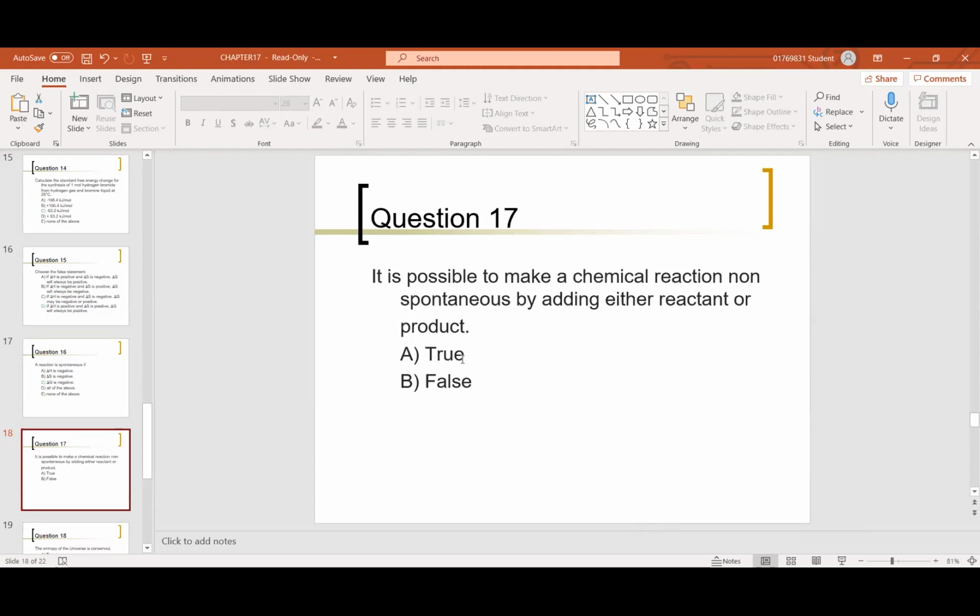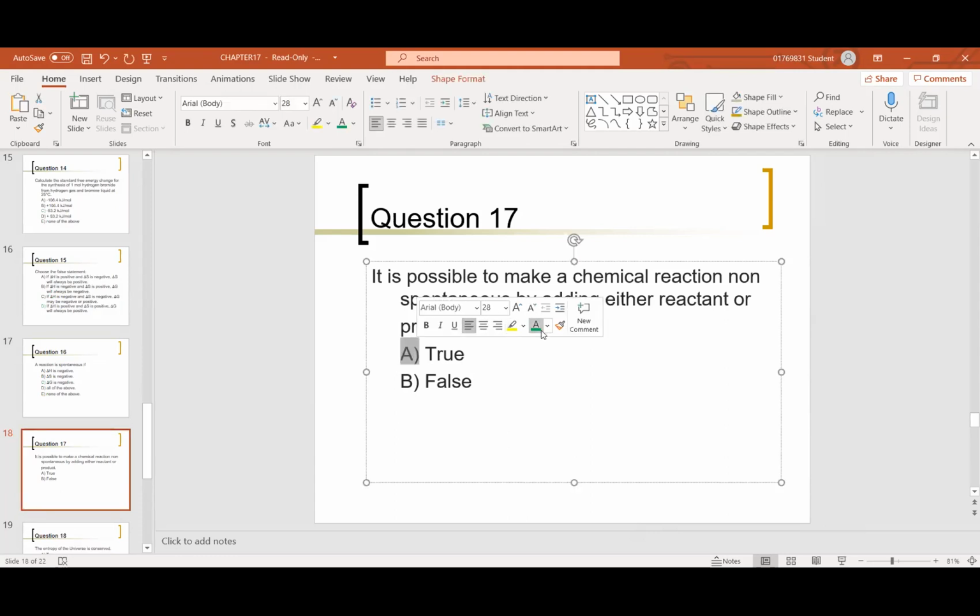But I guess that could be true. I'm not sure though. That one's a bit tricky. I'm going to say true because if it shifts equilibrium, and we've seen that equilibrium and free energy tend to be very linked. So if you shift the equilibrium, you should probably shift the free energy.